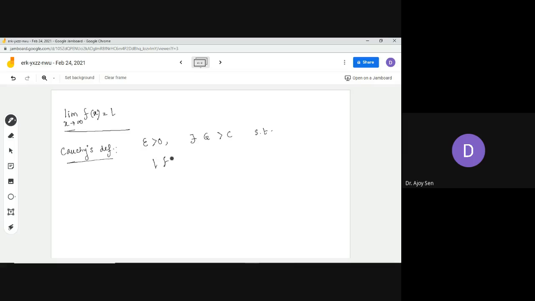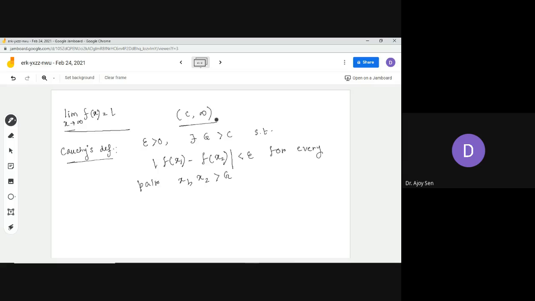generally if x1, x2, this is less than epsilon for every pair x1, x2 greater than g. This is what will go here. And what is c? What is this c? c is basically the region we have chosen.